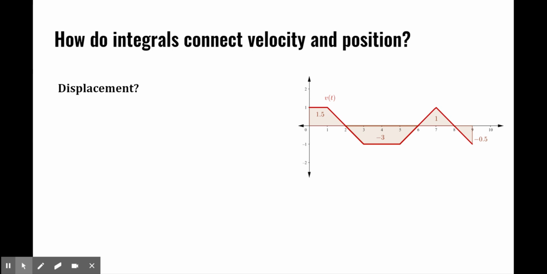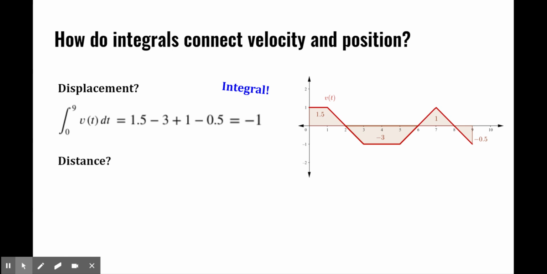The displacement, remember, is simply the definite integral. Integrating from 0 to 9, we obtain -1. The way to interpret this is to say, after 9 seconds, the particle is 1 meter to the left of where it started.